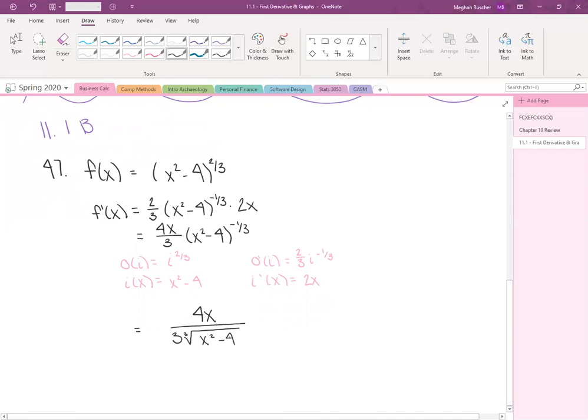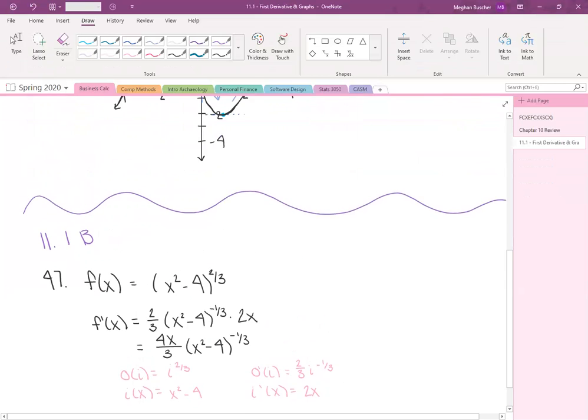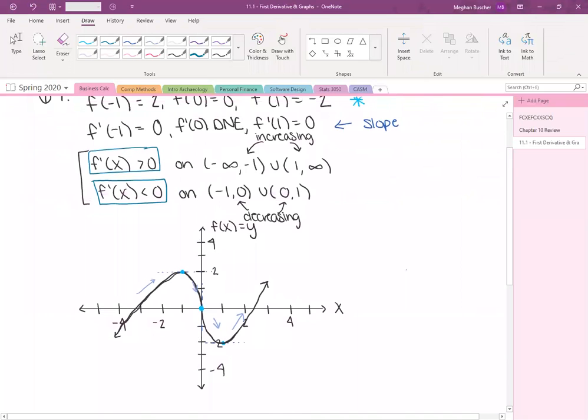Okay, and this step is optional. It will just make our life a little bit easier down the road. Okay, so we now have our derivative. And we're going to look back up here again. To find where the function is increasing and where it's decreasing, we want to find where the derivative is positive and negative.